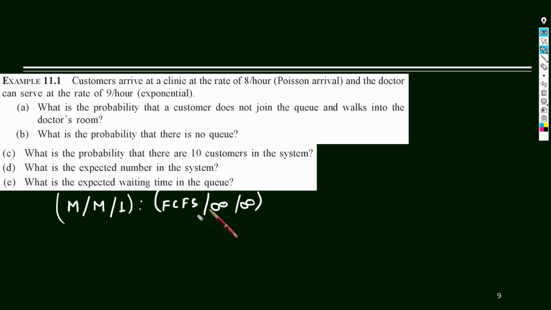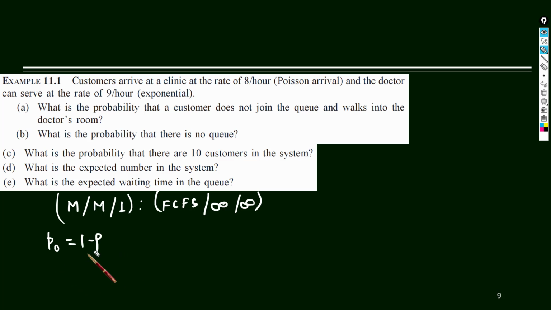Okay, so if this is confirmed, now we can apply all the formulas which we have seen in the last slide. Clear? So now, what is the probability that a customer does not join the queue and walks into the doctor's room directly? Means he does not have to wait. That means there is no person in the system when he comes. The probability of no person in the system is P naught, and that is given by 1 minus rho.